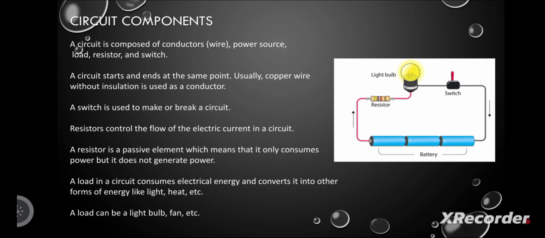A load, your bulb, your lamp, in a circuit consumes electrical energy and converts it into other forms of energy like light, heat, etc. A load can be a light bulb, fan, etc. Okay, so you understand the importance of resistance in a circuit. It may be connected in series, it may be connected in parallel. We will see that in some more videos later.